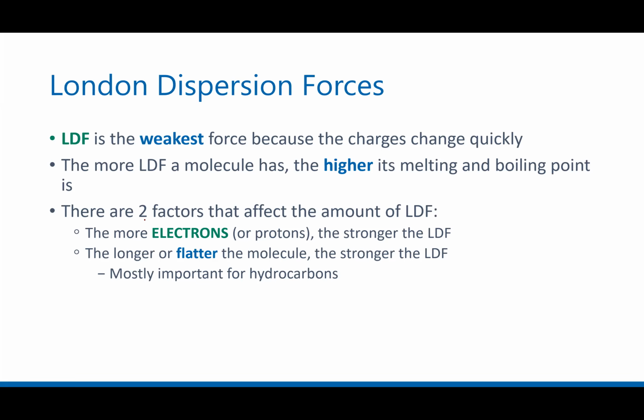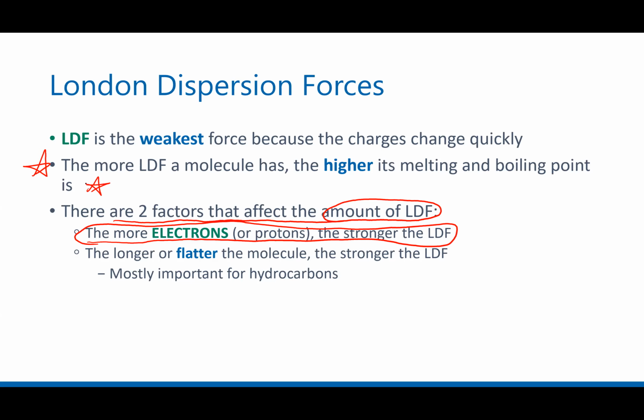electrons. There are two factors that affect the amount of London dispersion forces. And the first, and really the only one for you guys, is the number of electrons. The more electrons something has, the more London dispersion forces it has. And I kind of skipped over this, but the more London dispersion forces a molecule has, the higher the boiling point will be. So what about this guy on the bottom?